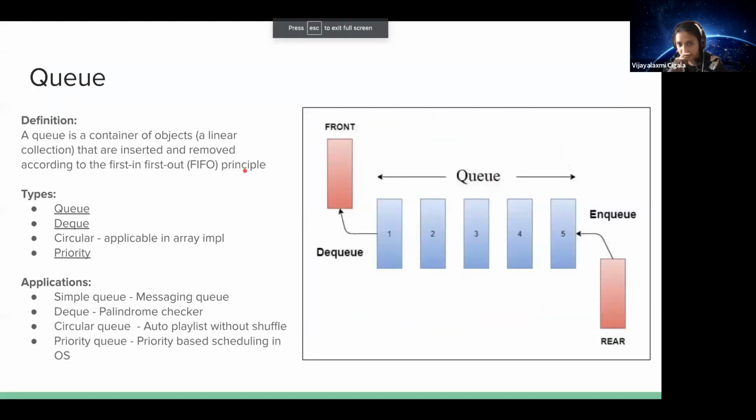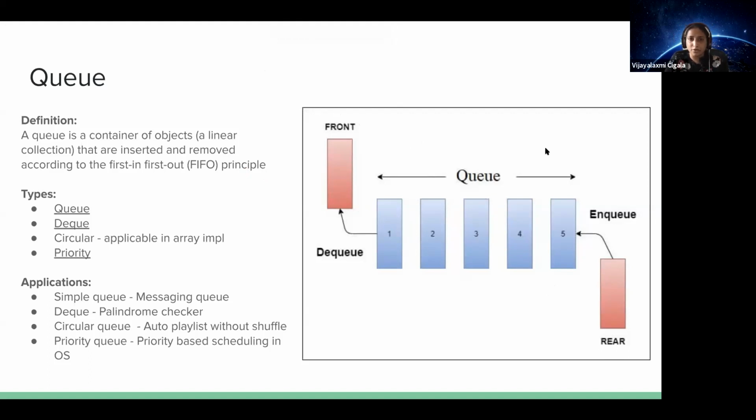Right. So the next thing on our plate is queue. Queue by definition is a container of objects that are inserted and removed according to the FIFO principle. So it's the day-to-day activity that we do. We form a queue, and the person who was really the first in the queue gets addressed. That's the principle used in queue, first in, first out.